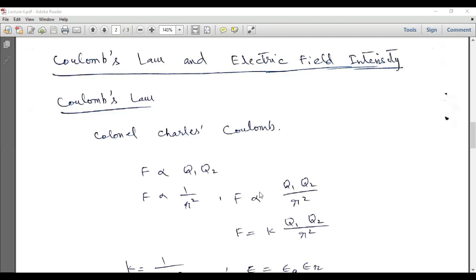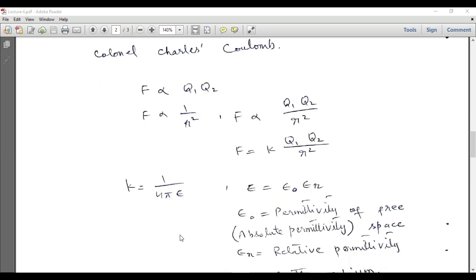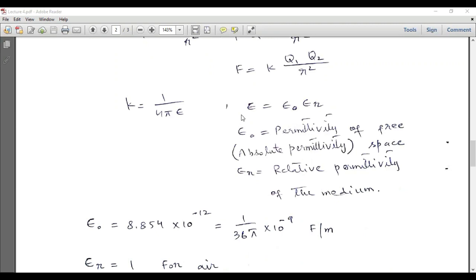To remove this proportionality, a constant must be introduced, and that constant is K. So F can be written as K Q1 Q2 over R square. Here K is equal to 1 over 4 pi epsilon, and epsilon is the permittivity of the medium between these two charges, and epsilon is equal to epsilon naught epsilon r. Epsilon naught is called absolute permittivity, also called the permittivity of free space, and epsilon r is the relative permittivity of the medium.